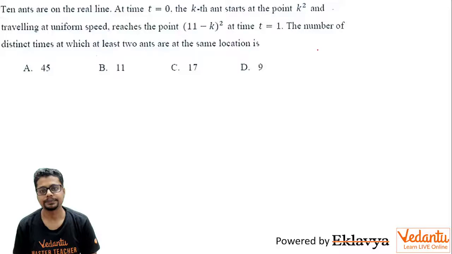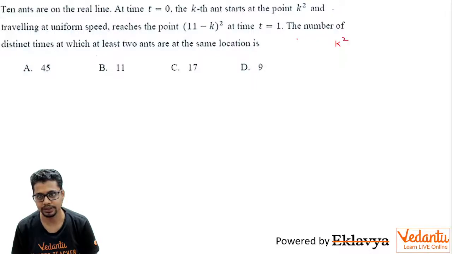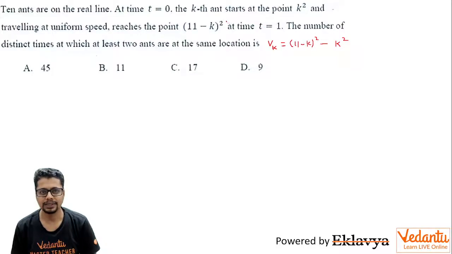So here the initial position is k square and the final position is (11 minus k) whole square. So you may say the velocity of the kth end is (11 minus k) whole square minus k square divided by 1 minus 0, because t equal to 0 and t equal to 1 is what we are talking about. So it essentially turns out to be what?